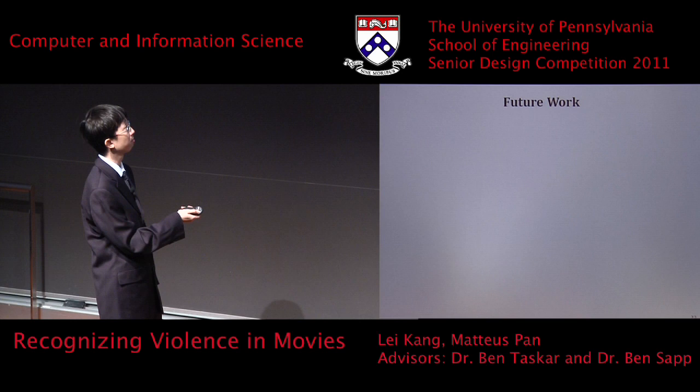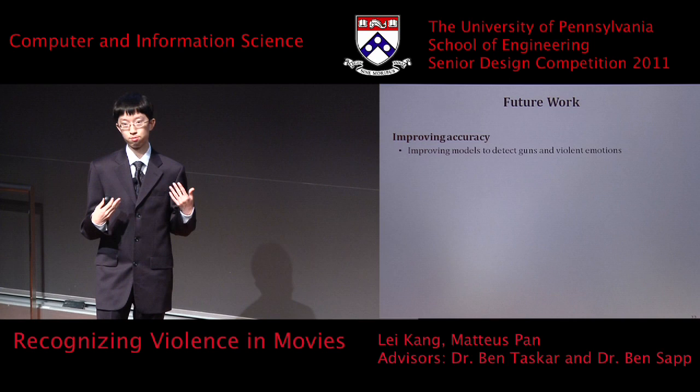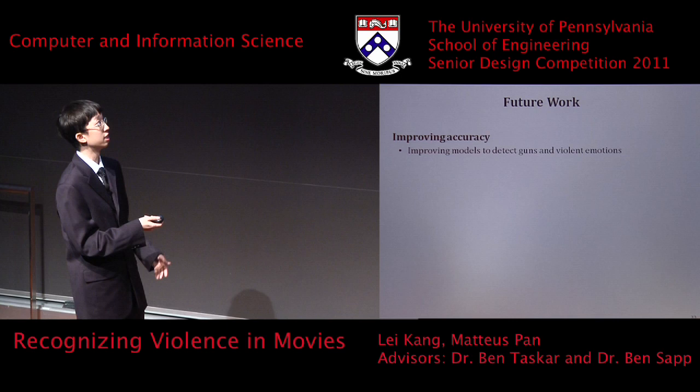content filtering. And now I'll suggest a few directions that future work could take, the first of which is improving accuracy. Because our system is the sum of its parts, by improving the underlying models, for example, the gun detection or the violent emotion detection, the performance of the system would also improve as well.